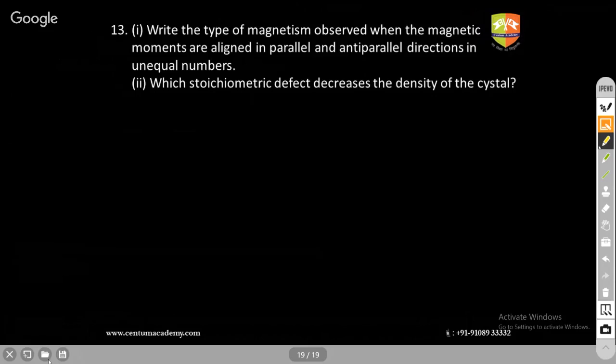Frankel defect does not affect the density. Yes, antiferromagnetic will have an equal number of magnetic moments aligned in parallel and anti-parallel direction. Second one is Schottky. Yes. Next one you see.